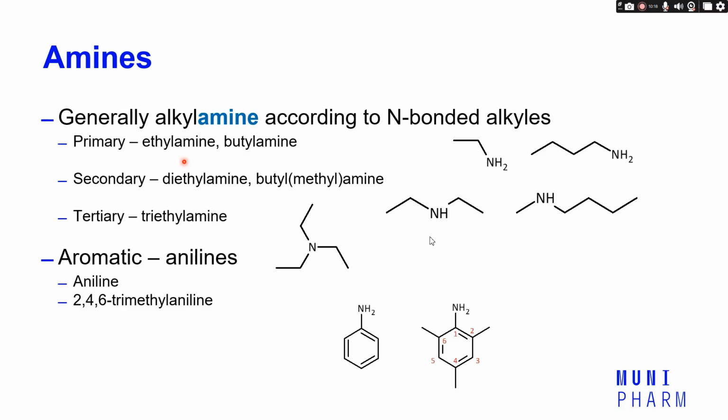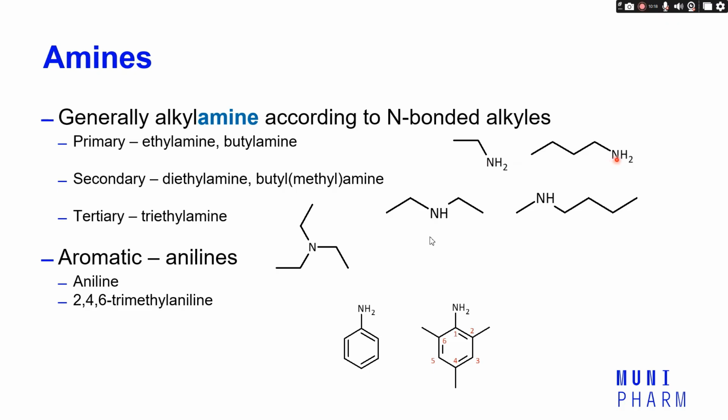Now we have here a group of compounds which contains the so-called amino group. It means this basic nitrogen. Well, the nomenclature is simple. We use the name of the appropriate carbon chain or chains and the suffix amine. According to the number of carbon chains which are on the nitrogen, we can distinguish primary, secondary, and tertiary amines.